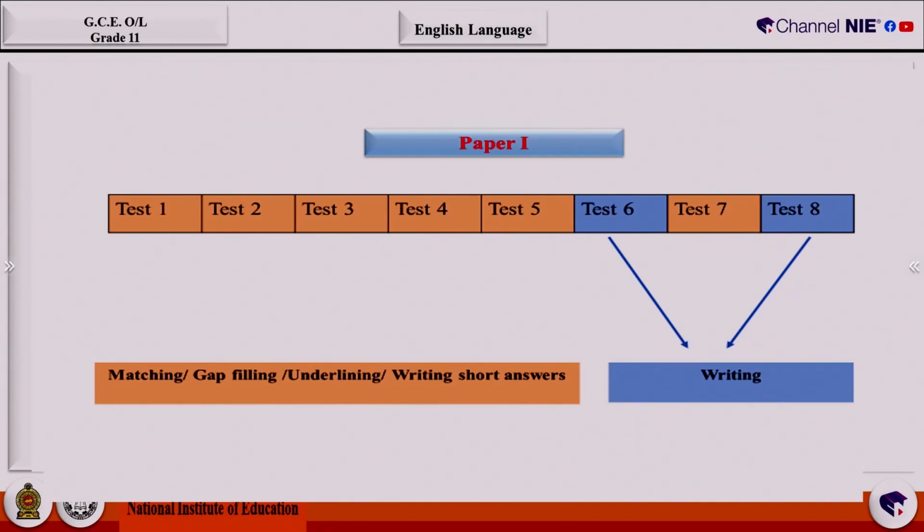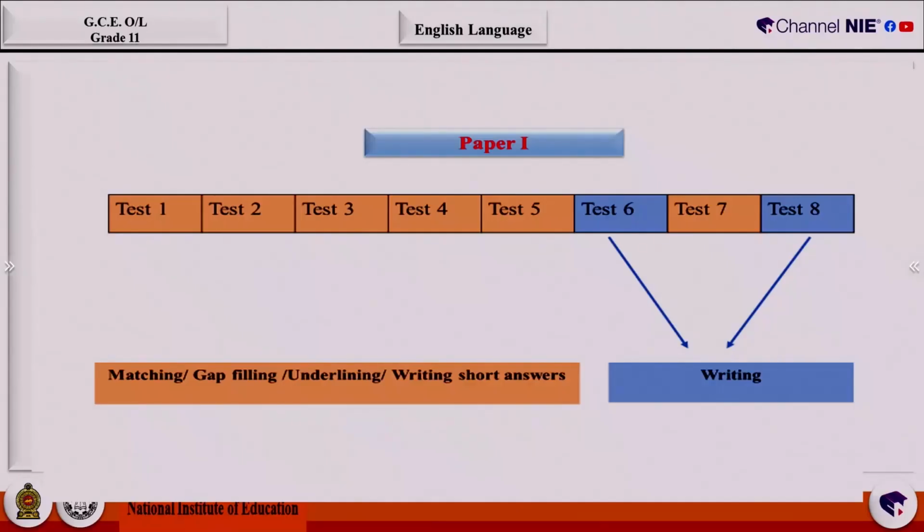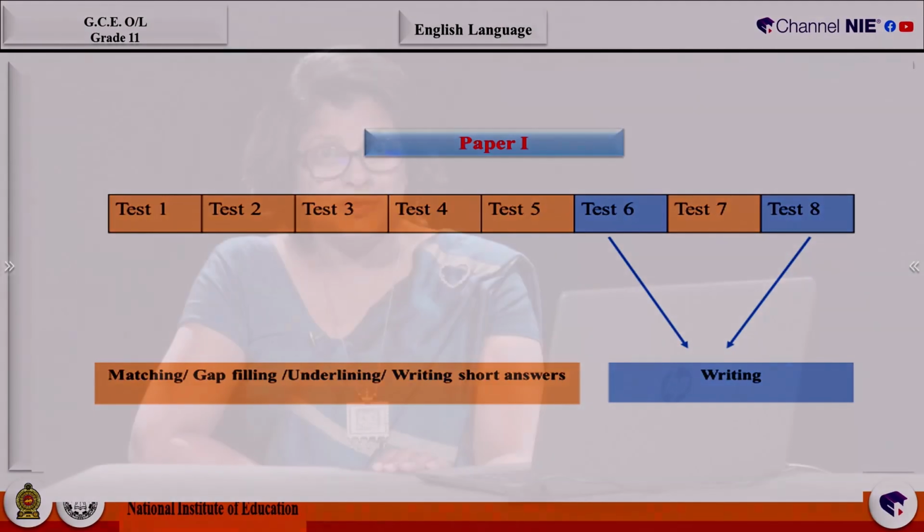But if you come to test 1, 2, 3, 4, 5 and 7, what you are going to do is very simple. There will be some activities based on matching or gap filling, underlining, or sometimes you will get questions based on writing short answers. So, you see the paper is not that difficult.